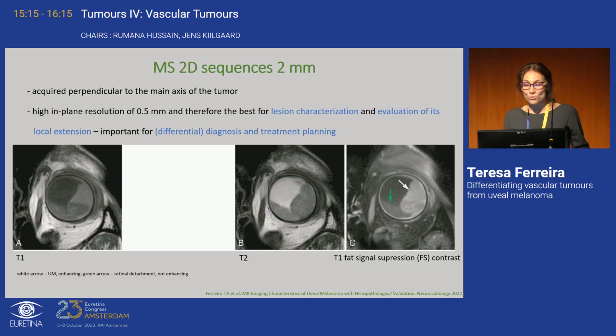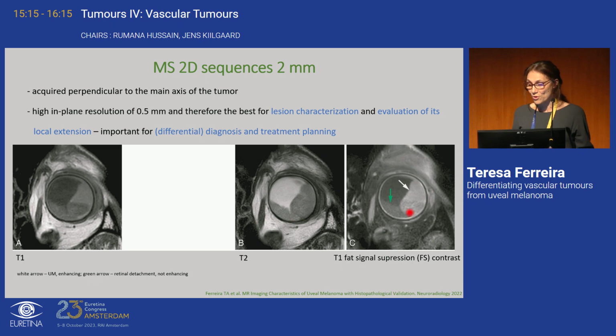We do T2 sequences because they have a very high resolution, and so they are the best for lesion characterization. So I'm speaking about diagnosis, differential diagnosis, but they are also the best to evaluate the local extension of a tumor. Very important for the T-staging and for treatment planning. And here we do T1 sequences before and after contrast, and we also perform T2 sequences.